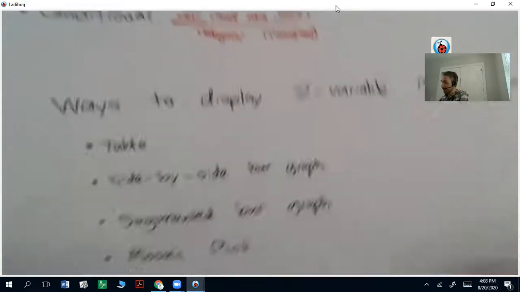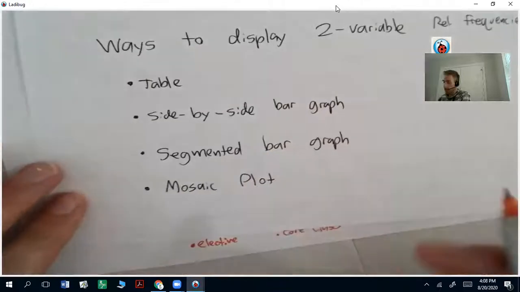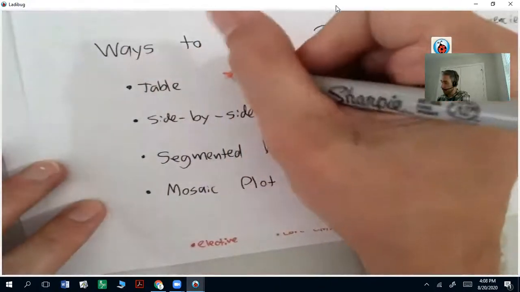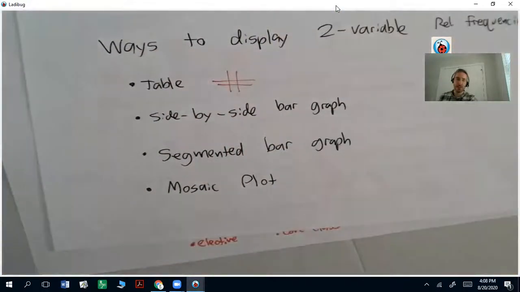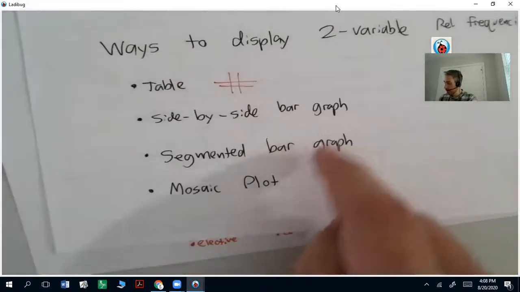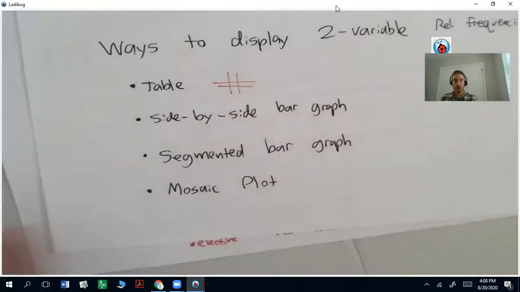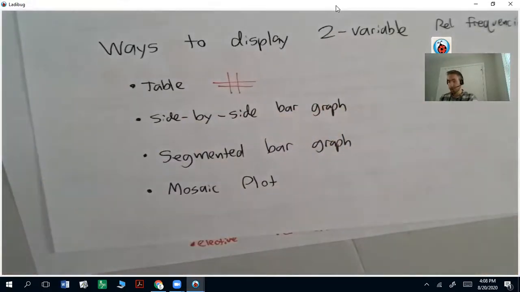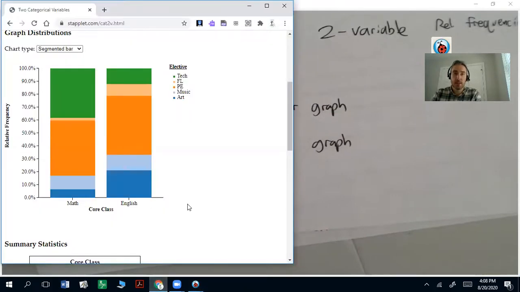So let's talk about how to display these. Just to summarize it up, we got our two-way table. That's not super useful. Tables don't really make pretty data. So there's three different types of graphs you want to be able to explore and look at, and definitely use Saplit for now, but Saplit isn't going to be on the AP exam. So I want you to understand that when you're looking for it.